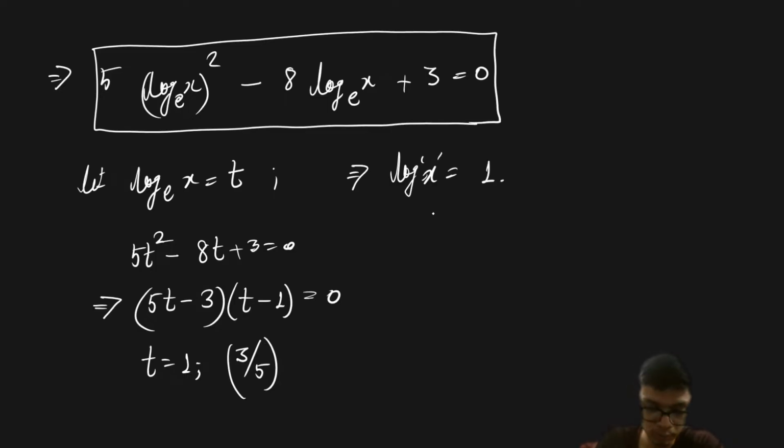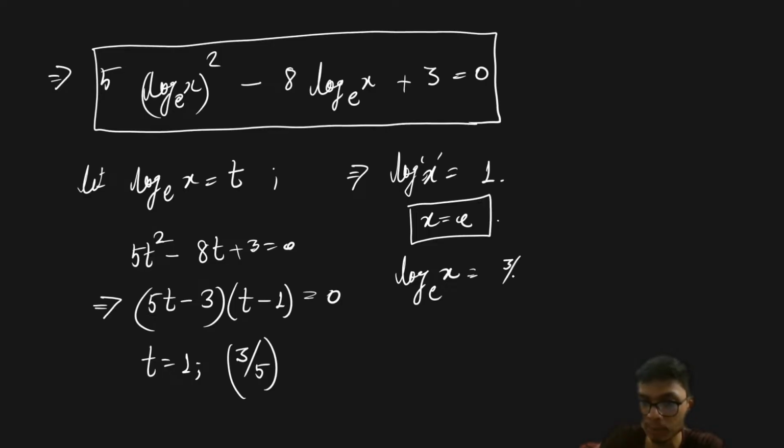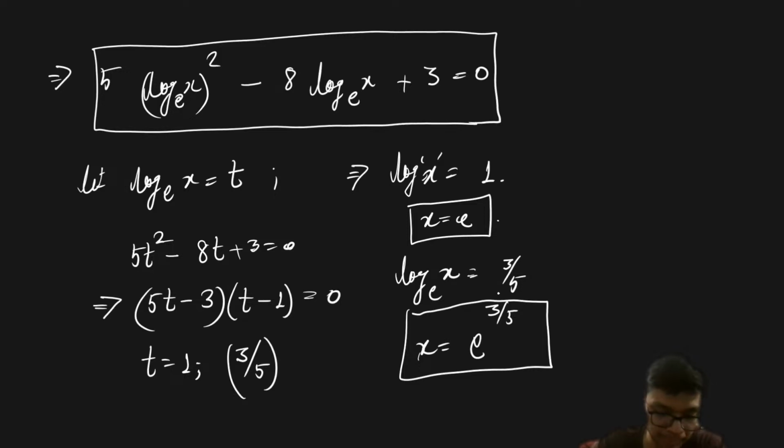So when log x is equal to 1, x is equal to e, right? And similarly log x base e is given as 3 upon 5, so our x should be equal to e to the power 3 upon 5. Now we have two solutions. One of the solutions is x equal to e, and another solution is e to the power 3 by 5.